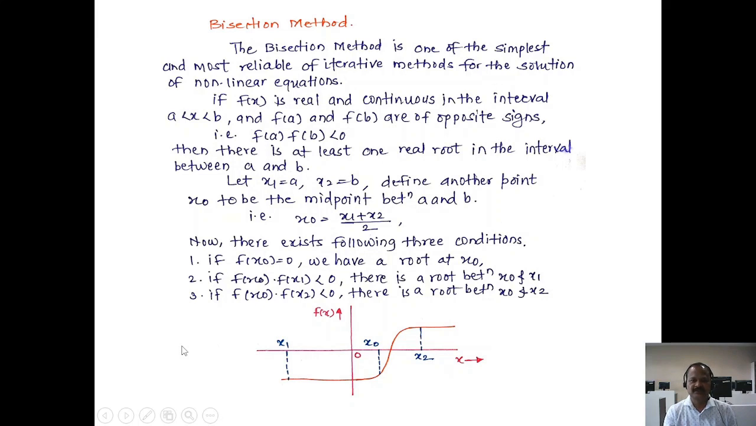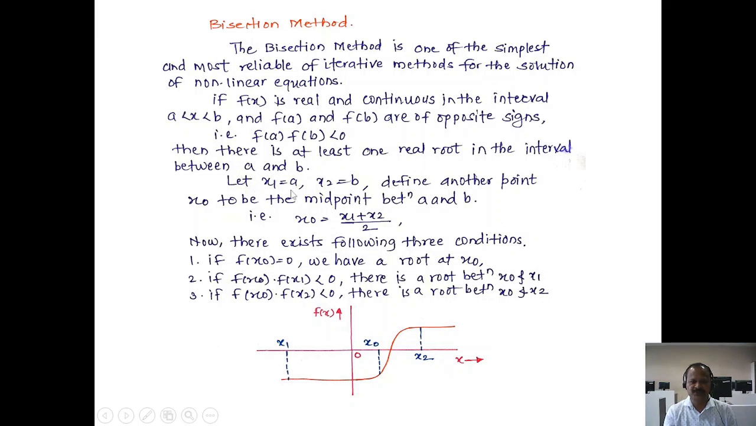Bisection method. The bisection method is one of the simplest and most reliable iterative methods for the solution of non-linear equations. If f of x is real and continuous in the interval a < x < b, and f of a and f of b have opposite signs, that is f of a times f of b is less than 0, then there is at least one real root in the interval between a and b.